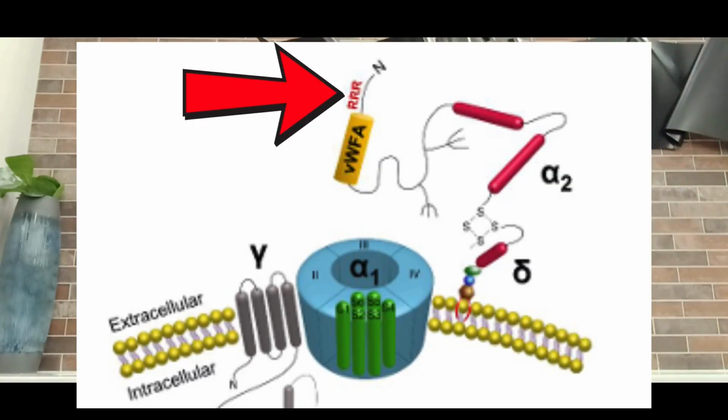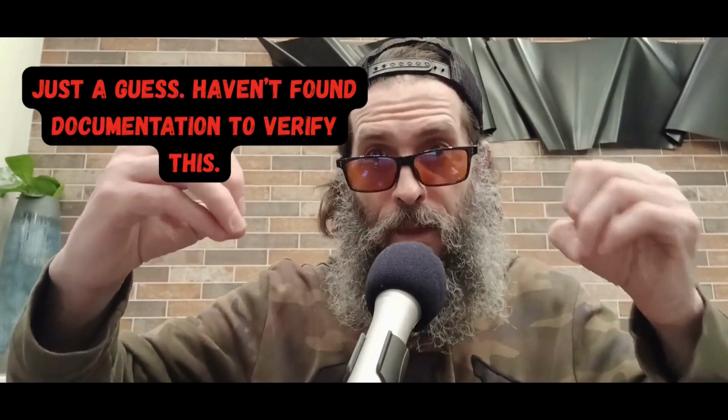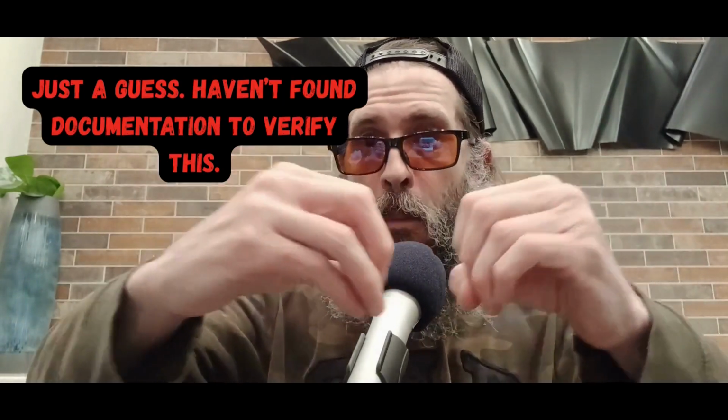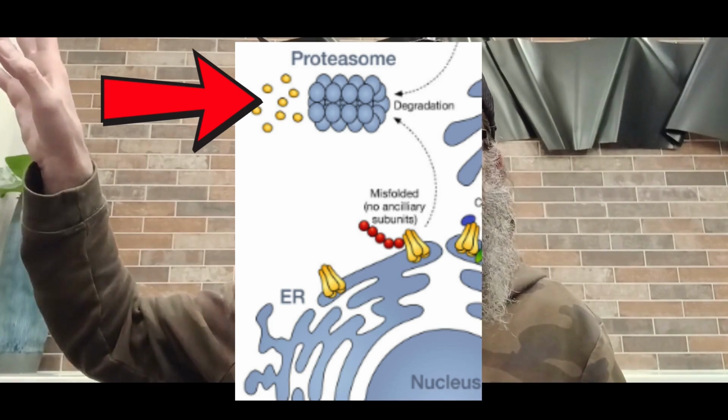We're taking gabapentin, and it binds to those arginine amino acids right by that von Willebrand factor A, and then it negatively impacts the perfect Midas motif. Well, then what could happen? In the rough endoplasmic reticulum, maybe the alpha-1 and the alpha-2 delta subunit don't bind properly. If they don't bind properly, then there are ways that the neuron could say, oh, this is a defective VGCC, get rid of it, remove it. And so you may not have as many VGCCs being produced, potentially.